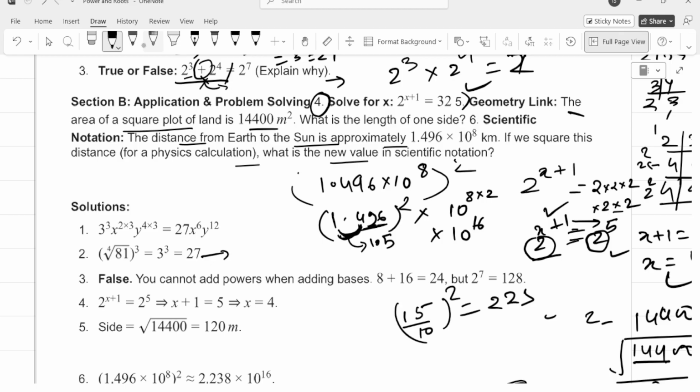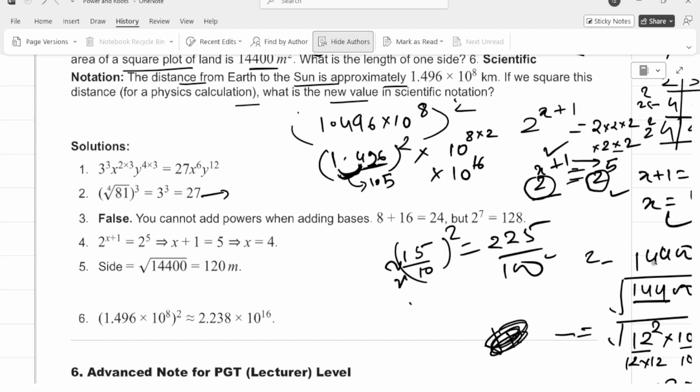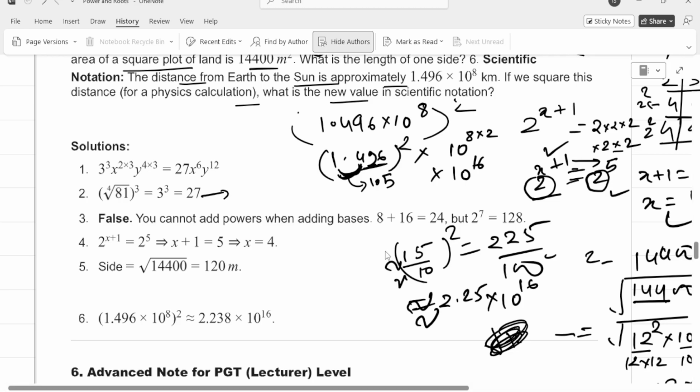15 square is equal to 225 and 10 square is equal to 100. I assume that it is an approximate value, the answer might be different. But that is the nearest value, because multiplying decimals gives a lot of values, and that creates a hurdle for me. So directly put the decimal after two digits: 2.25, and power is 10 to power 16. So here's the approximate value, 2.25 into 10 to power 16. The solution is nearest to that.